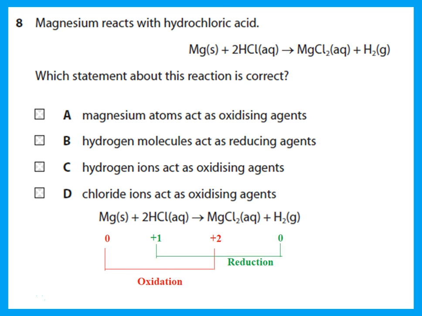Then let us take a look at the hydrogen. In HCl, the hydrogen has an oxidation number of +1. Now it changes to H2, in which the oxidation number is 0. From +1 to 0, that is reduction. So the hydrogen was reduced, the H+ ions were reduced, and that means they are acting as an oxidizing agent. So C is the one that is correct. Of course, the chloride starts before the arrow with oxidation number -1, and it ends after the arrow also with oxidation number -1. So actually the chloride ions were neither oxidized nor reduced, so D is wrong.